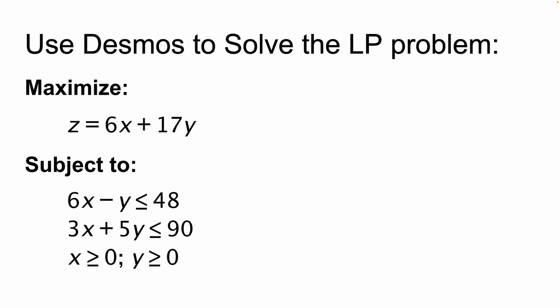Here's the example that we'll look at in this video. Let's use Desmos to find the maximum of the function z equals 6x plus 17y, subject to the constraints 6x minus y is less than or equal to 48, 3x plus 5y is less than or equal to 90, x is greater than or equal to 0, and y is greater than or equal to 0.